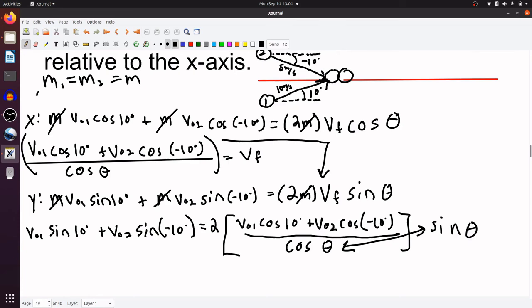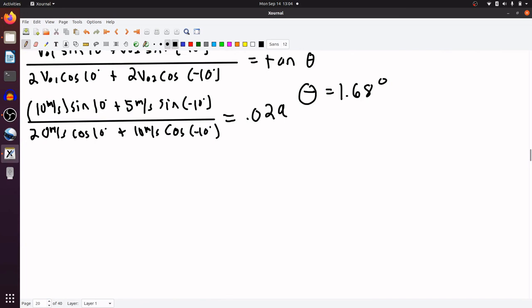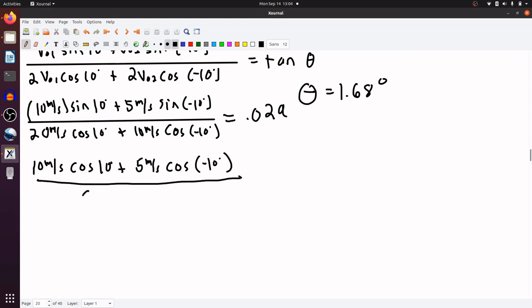So let's do V naught 1 cosine of theta 1. V naught 1 was 10 meters a second. Cosine of theta 1 was going to be 10 plus V naught 2, 5 meters a second, cosine of negative 10, all divided by the cosine of 1.68. Almost wrote meters a second.